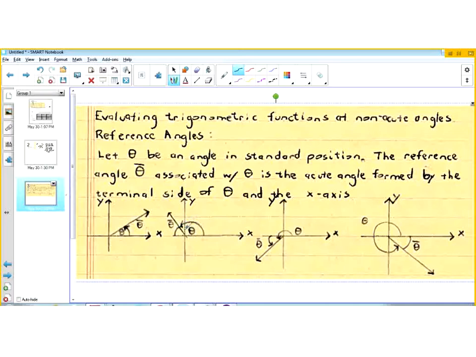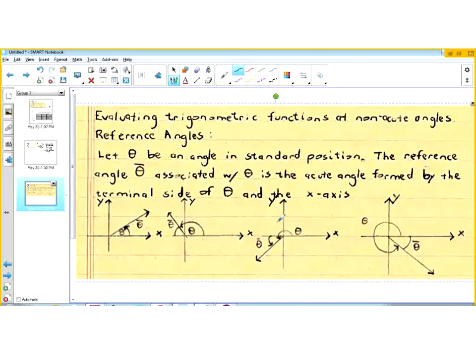Now, in the second illustration, you see the distinction between theta and theta bar. In this case, theta has a terminal side in quadrant 2. So theta bar is the smaller angle between the terminal side and the x-axis. So theta bar plus theta, in this case, is equal to 180 degrees.